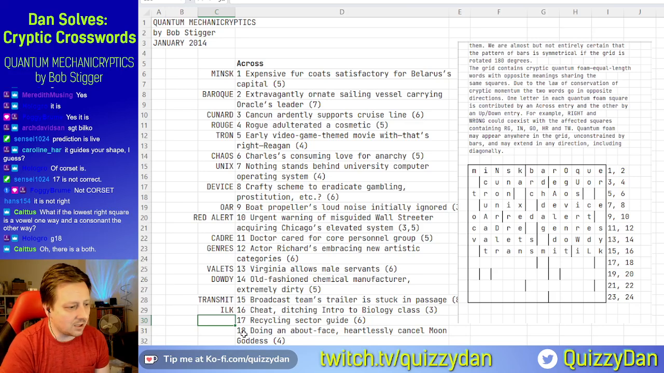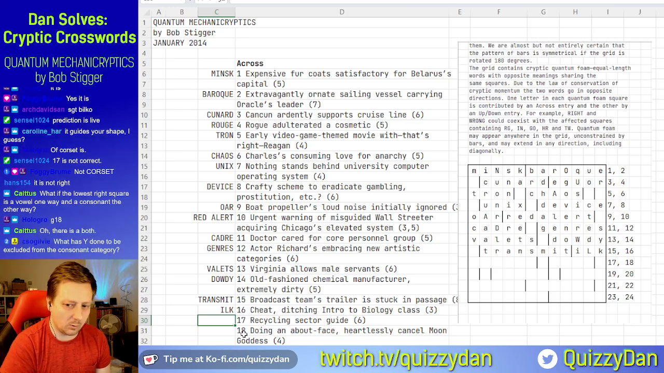So, recycling sector guide. Anagram of... So, not corset. Didn't feel quite right.